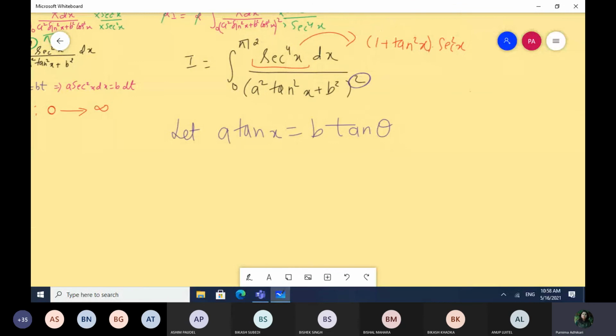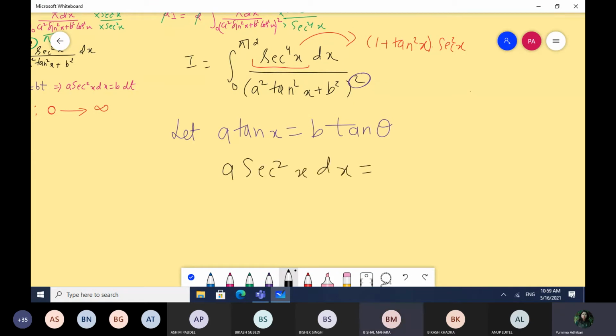Okay, so now simply find out, differentiate, find out your new limits of integration, and your process will be same now. So let's go for few more steps. a sec square x dx is going to be equal to b sec square theta d theta. Okay, now what next? Limits.